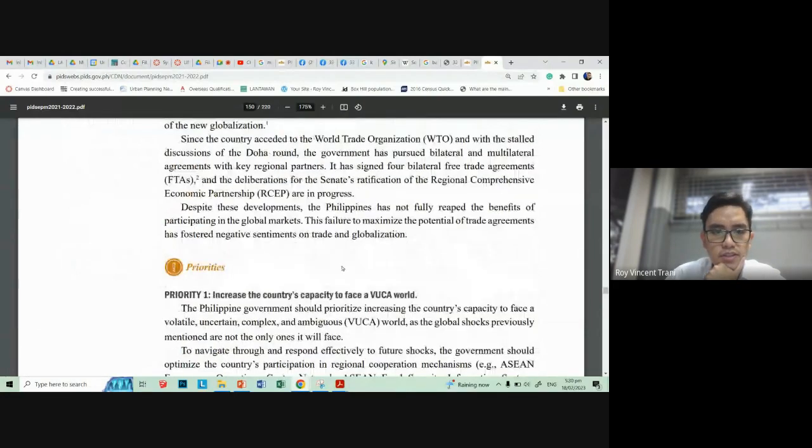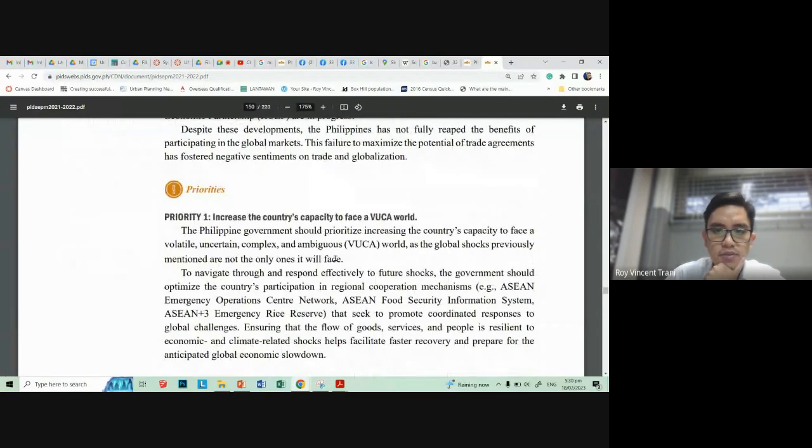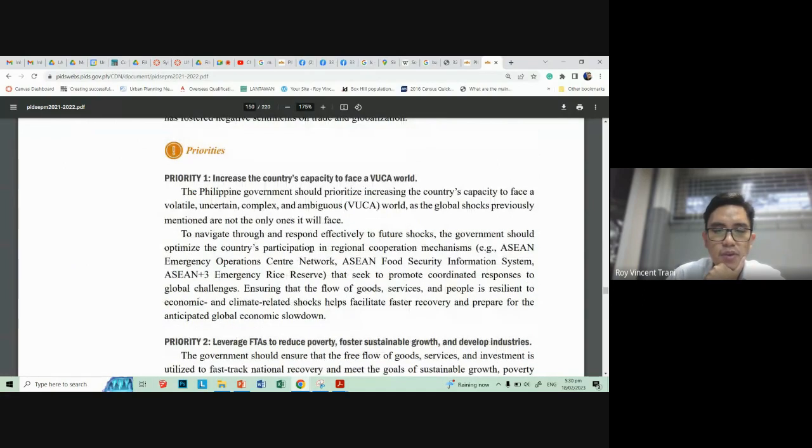So, let's see, increase the country's capacity to face the VUCA world. So it's a volatile, uncertain, complex, and ambiguous world. So what do they do? To navigate through and respond effectively to future shocks, the government should optimize the country's participation in regional cooperation mechanisms that seek to promote coordinated responses to global challenges. So looking at ASEAN Emergency Operations Center Network, ASEAN Food Security Information System, and ASEAN Emergency Rice Reserve.